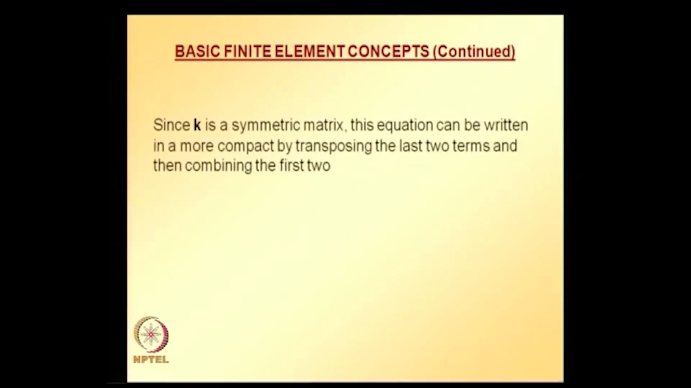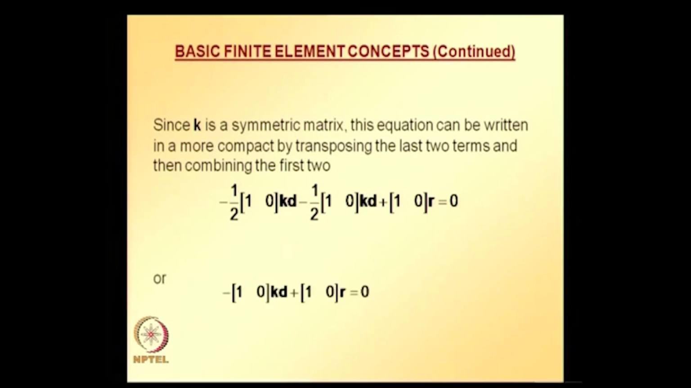Since k is symmetric, this equation can be written in a more compact form by transposing the last two terms, then combining the first two. This is possible only because K is a symmetric matrix. Then I get this equation, which can be simplified further because the first two terms look similar. So, this is the equation that I got by applying the stationarity condition with respect to u1, that is, the partial derivative of I with respect to u1 is equal to 0.